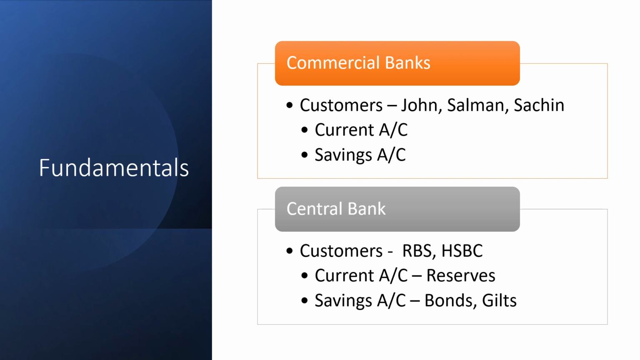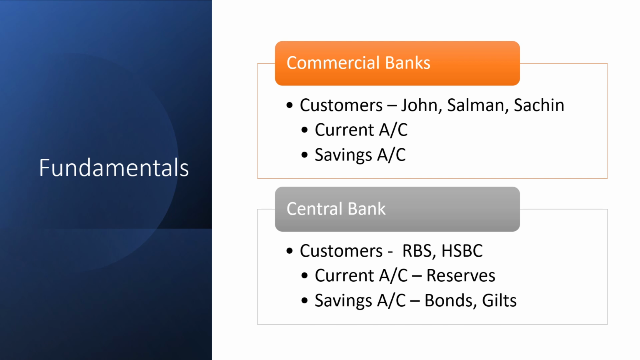Now, just as commercial banks have a current account and savings accounts, similarly the central bank also has a current account and a savings account. So in the context of a central bank, a current account is called a reserves account. So the money which the customers deposit in the central bank, that money is called reserves. And that's equivalent to a current account, which can be withdrawn just like cash, or when we withdraw money from the ATM machines.